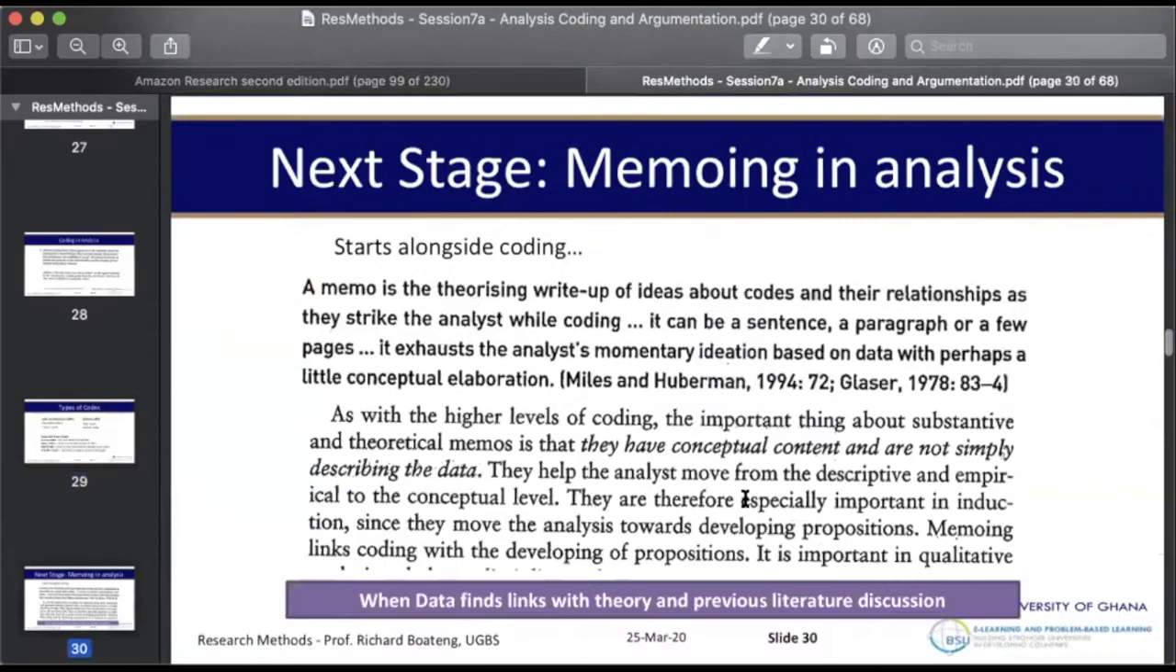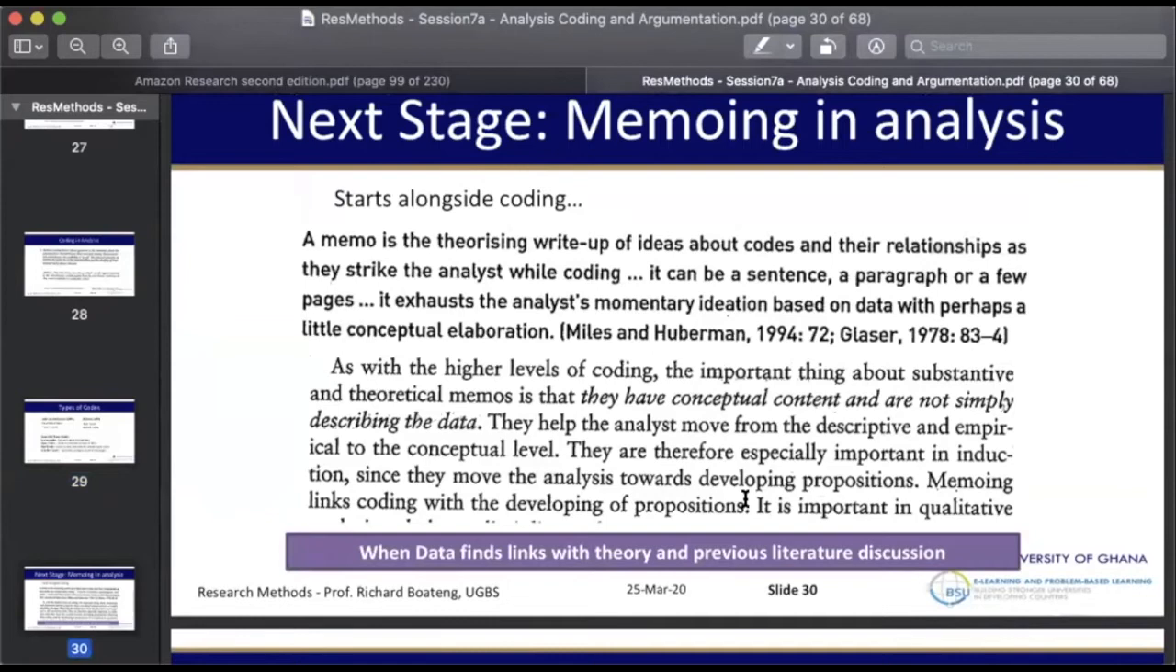Okay, so the next stage is memoing. Memoing is the theorizing write-up of ideas about codes and their relationships as they strike the analyst whilst coding. It can be a sentence, a paragraph, or a few pages. It captures the analyst's momentary ideation based on data, which was perhaps a little conceptual elaboration. What are we trying to say?